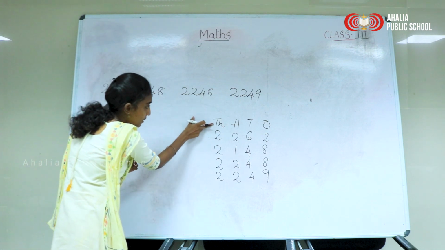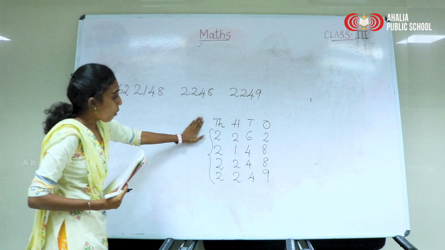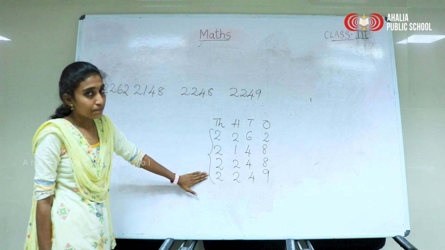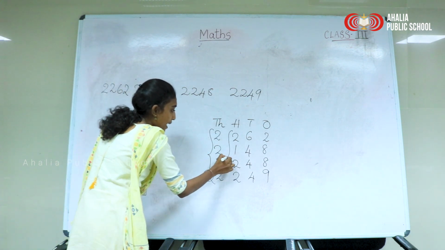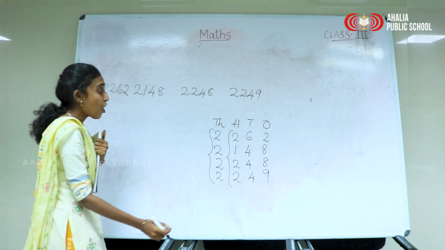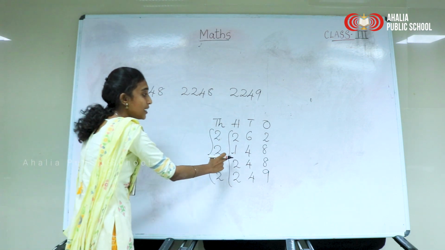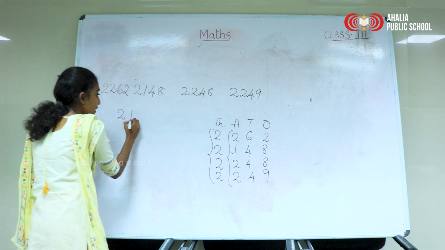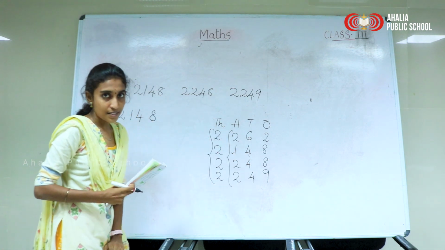So first we will compare the thousands place. Okay, here in the thousands place we are having all the numbers as 2. So all the numbers in the thousands place are equal. So now we are moving on to what? Hundreds place. So in hundreds place we are having what? 2, 1, 2, 2. Okay, so we got a least number here, which is that 1. So we concluded that 2148 is the least among these 4 numbers.